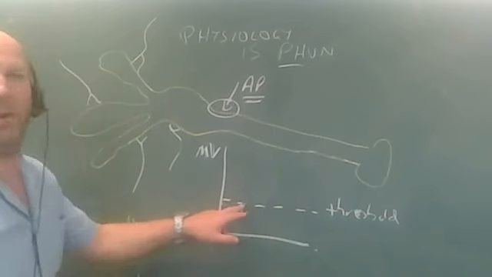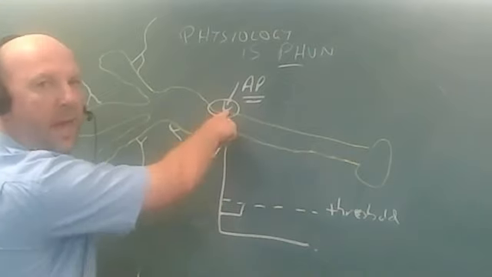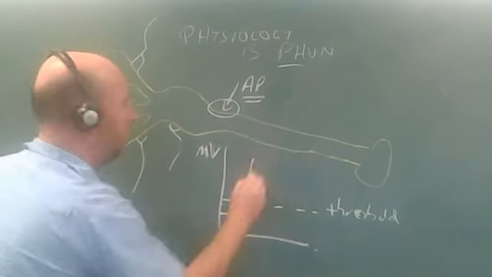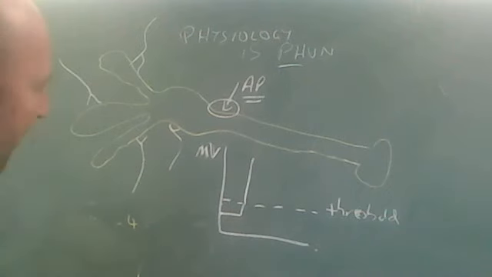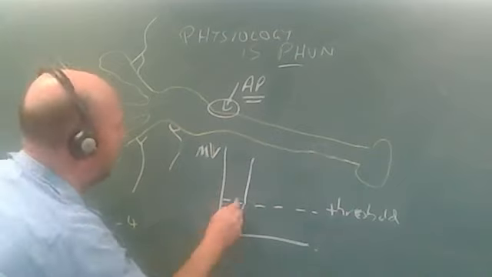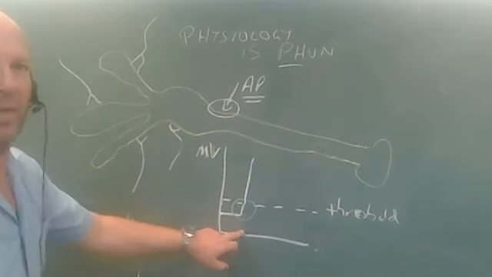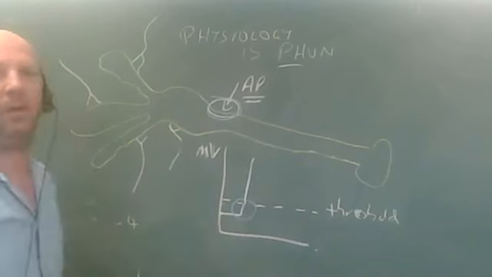At that point we know that we're going to open up all these voltage dependent sodium channels at the axon hillock, and we're going to get an action potential. But hey, we're not there yet, because what we actually have to do is reach threshold. So we have to do this. And where does this have to happen? This has to happen up here at the axon hillock.